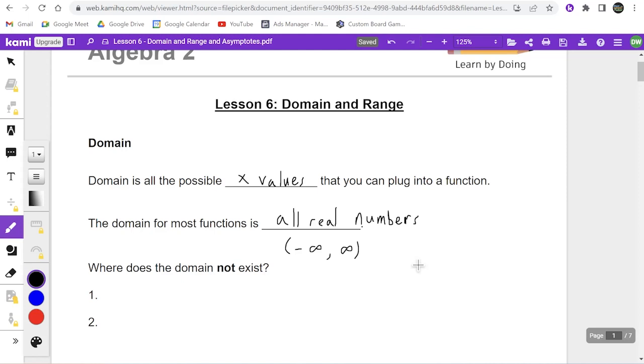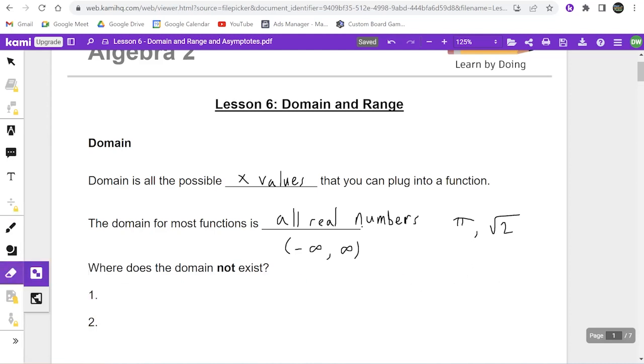So when I say all real numbers, that's just a technical math term. All real numbers basically means any number you can possibly think of. This includes numbers that are weird, such as pi. It includes square roots, such as the square root of 2. The only thing that it does not include is imaginary numbers, which we have not talked about this summer, but you probably will at some point in Algebra 2. So basically it includes everything except imaginary numbers, which you probably don't even know what those are yet, so it doesn't matter.